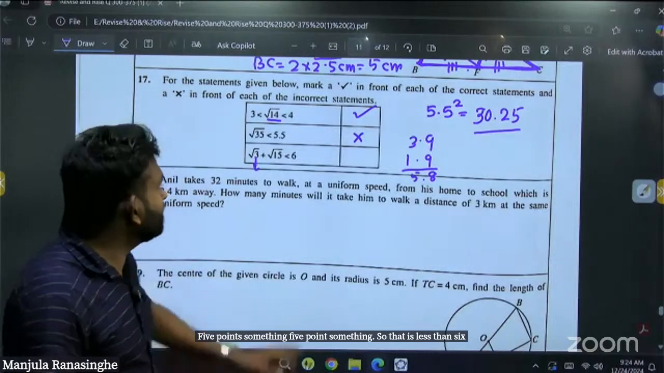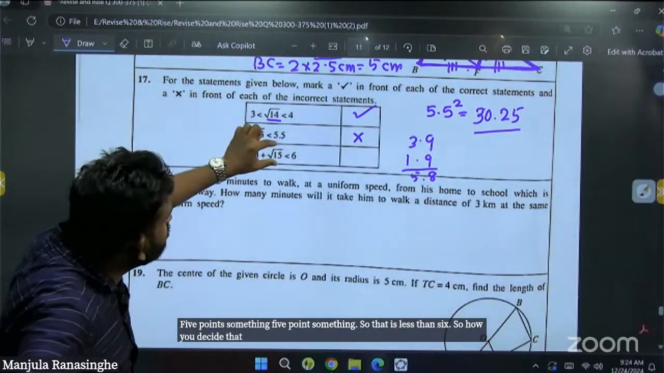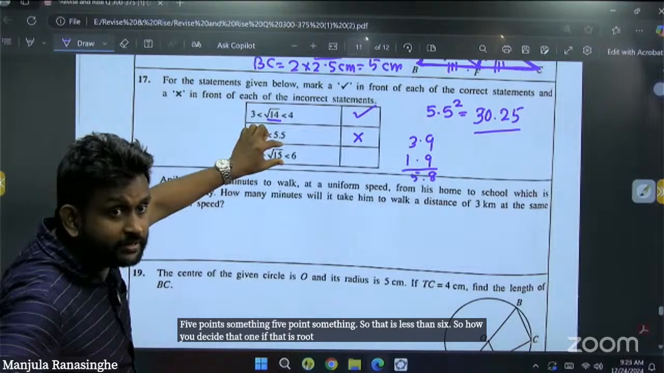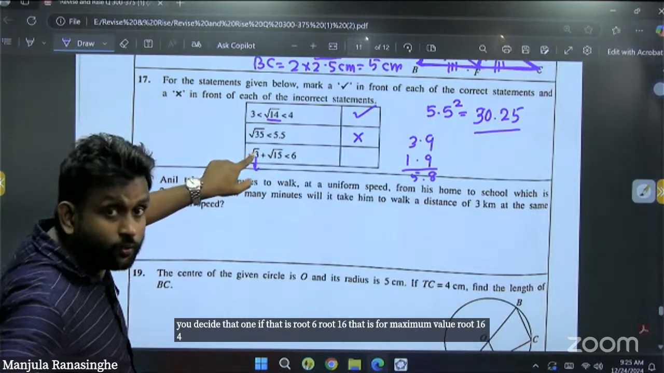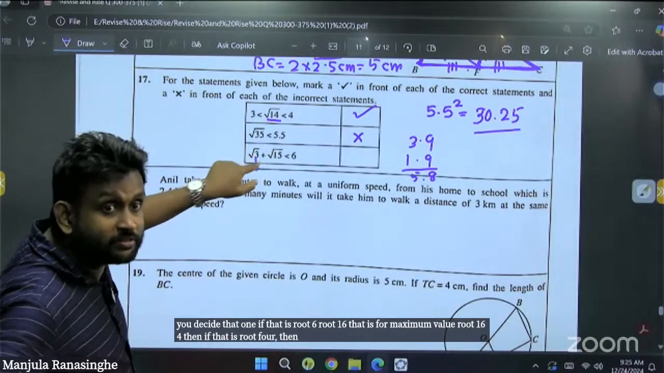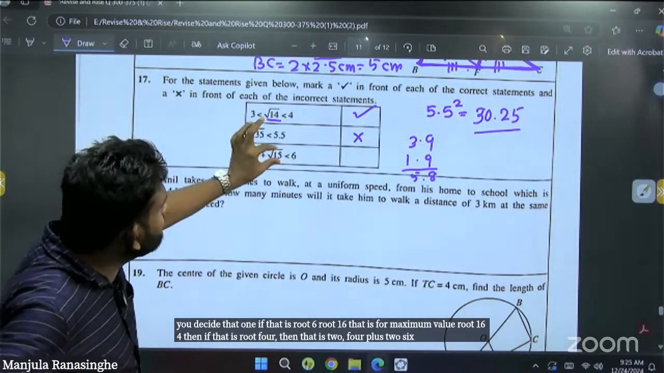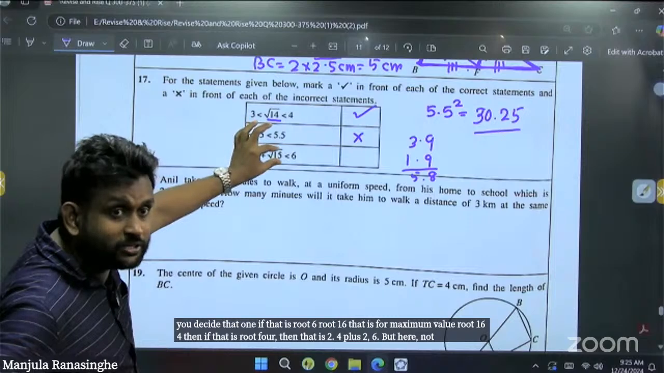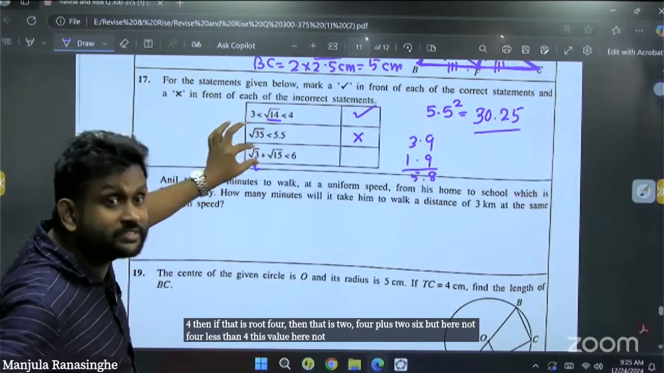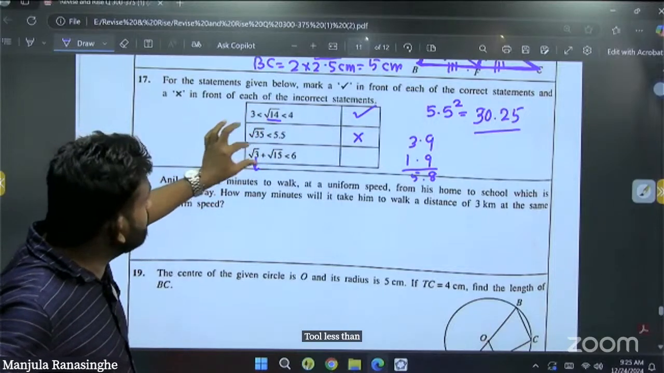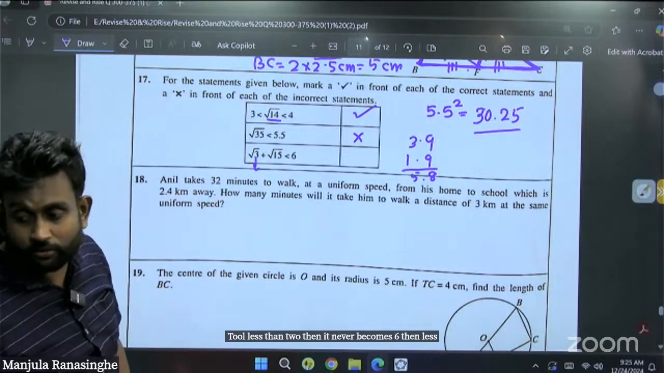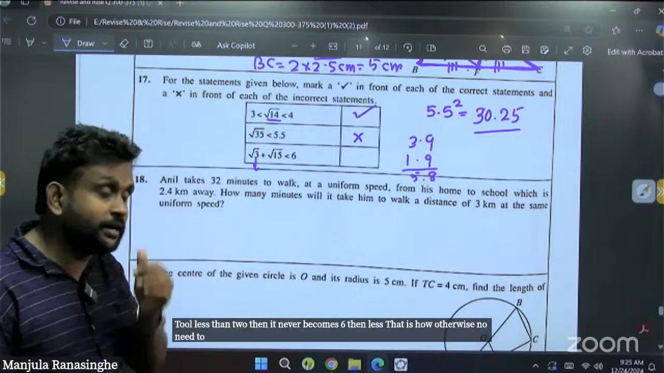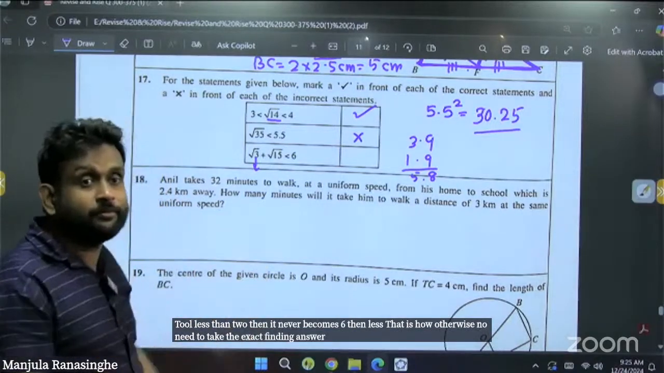So how do you decide that one? If that is root 16, that is 4, the maximum value. Then if that is root 4, then that is 2. 4 plus 2 is 6. But here, this value is not 4, it is less than 4. Here, it is not 2, it is less than 2. Then it never becomes 6. Then it is less. That is how. Otherwise, no need to find the exact answer. Just argue that way.